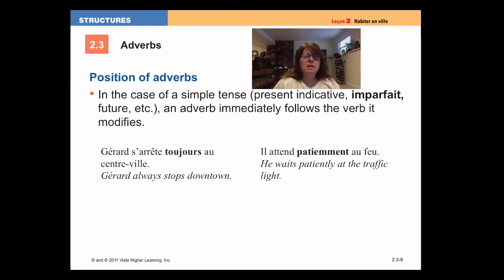Position des adverbes. In the case of a simple tense, present indicative, imparfait, future, conditionnel, things that have one word for the tense, an adverb immediately follows the verb it modifies. So we have things like Gérard s'arrête toujours au centre-ville. Il attend patiemment au feu.